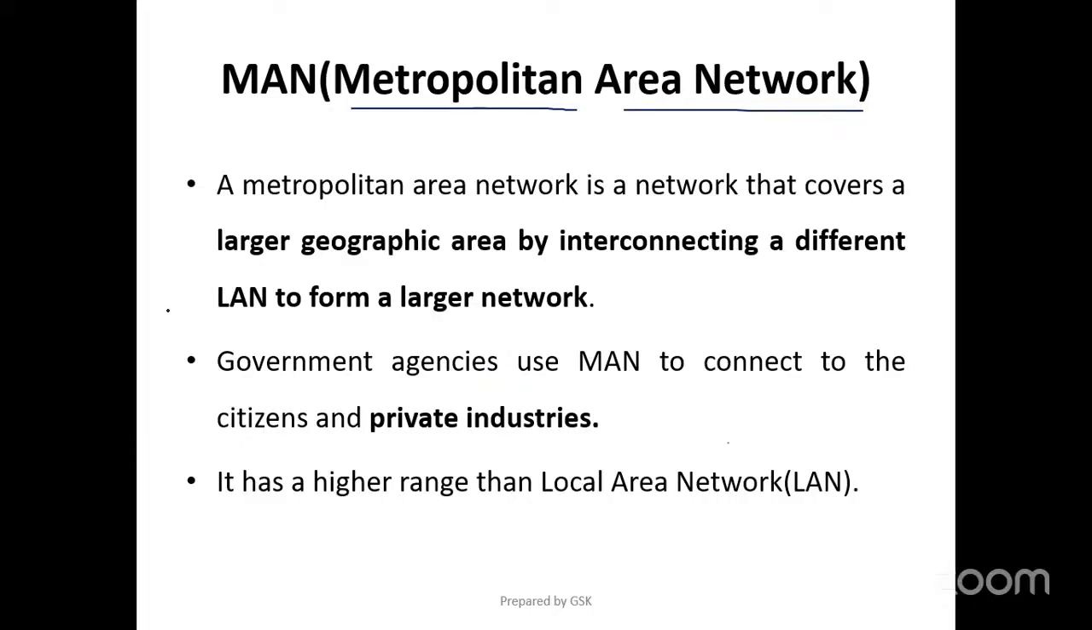Okay. Then a metropolitan area network is a network that covers a large geographic area by interconnecting different LANs to form a larger network. In simple terms, we can say that this is a network of LANs. For example, person X has two buildings. Let us assume that a person is there, and that person's name is X. Let us say that person has two buildings.